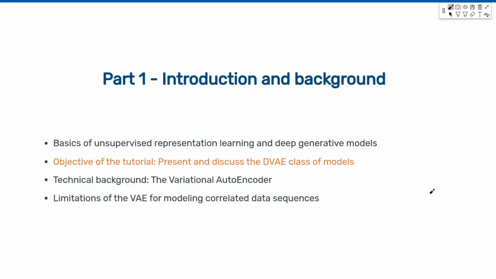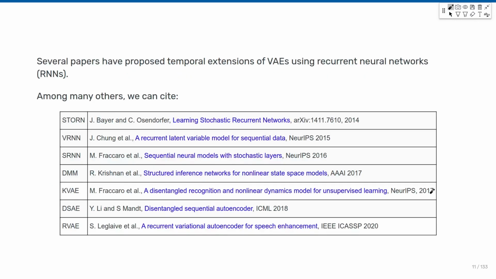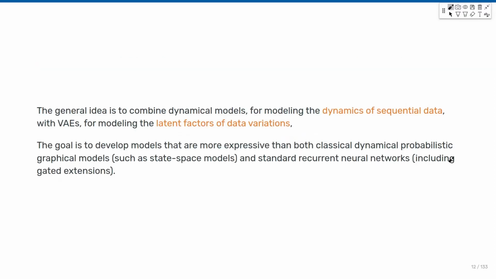Let me now motivate a bit more this ICASSP tutorial and present you the objectives. Since 2014, several papers have proposed extensions of the variational autoencoder to model temporal or sequential data using recurrent neural networks. We cite here a list of the models that we will present in more detail later. The general idea behind these models is to combine dynamical models and variational autoencoders. The former being used for modeling the dynamics of sequential data, and the latter for modeling the latent factors of variations in the data.